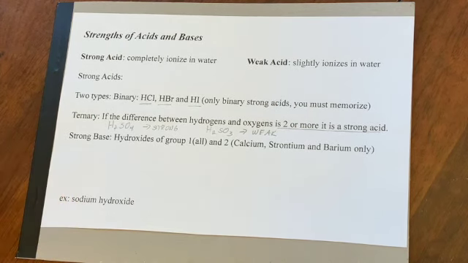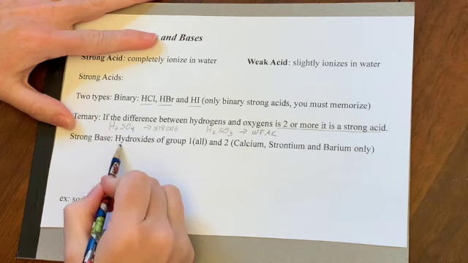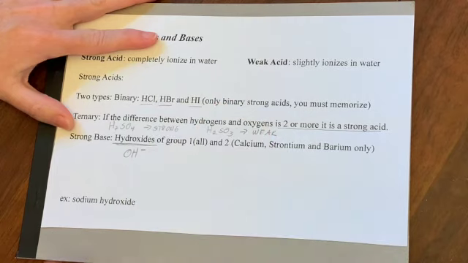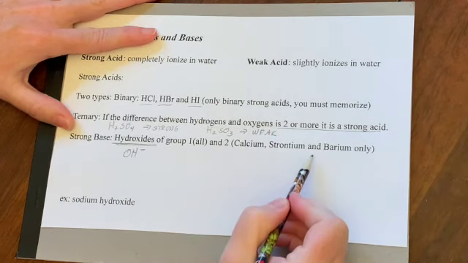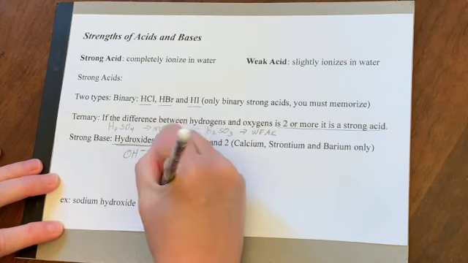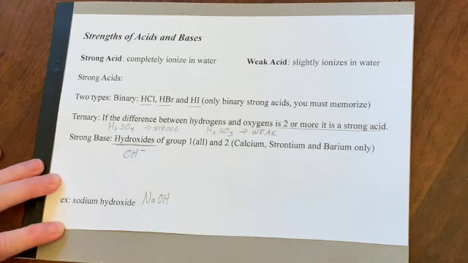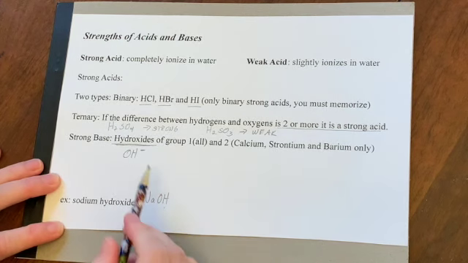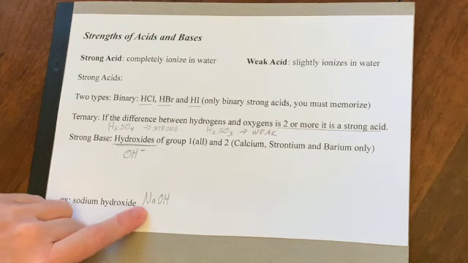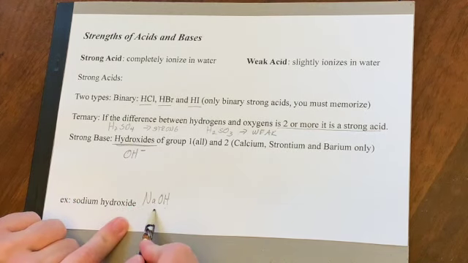Okay, so let's take a minute and talk about bases. As far as bases go, your strong bases are all going to be hydroxides. Remember, hydroxide is OH minus, of group 1 and some from group 2. So what do I mean by that? Well, something like sodium hydroxide, NaOH. Sodium's +1, hydroxide's -1. This is what I mean by a hydroxide of group 1. It's a hydroxide with a group 1 element from our periodic table. So this would be considered strong.